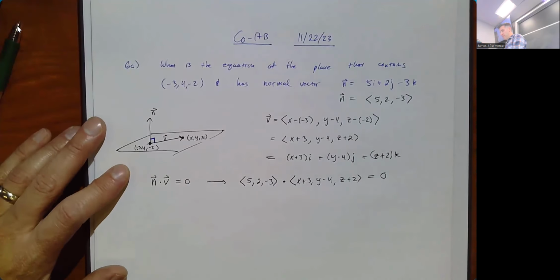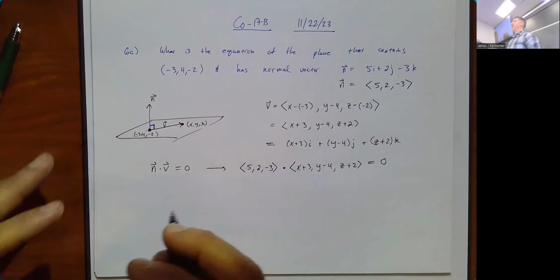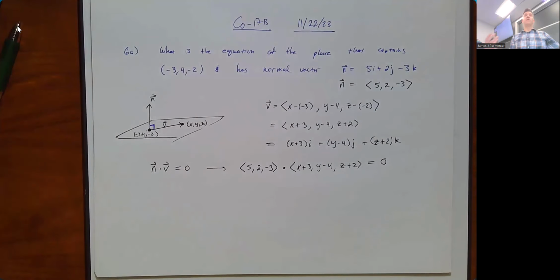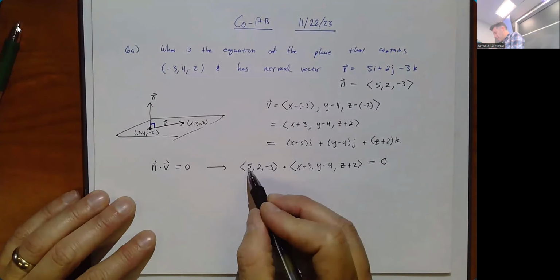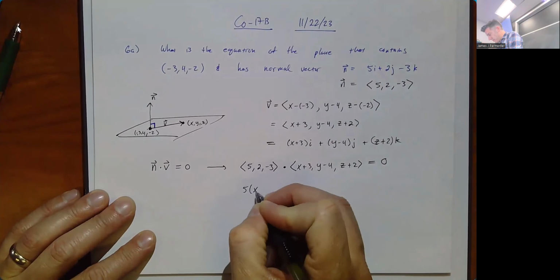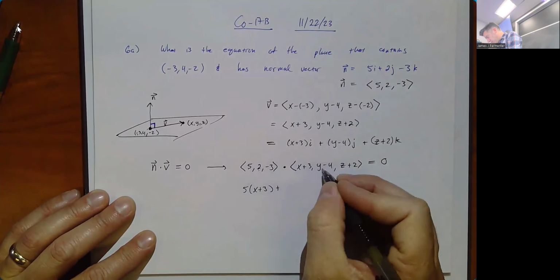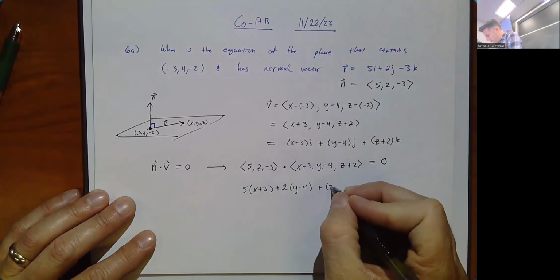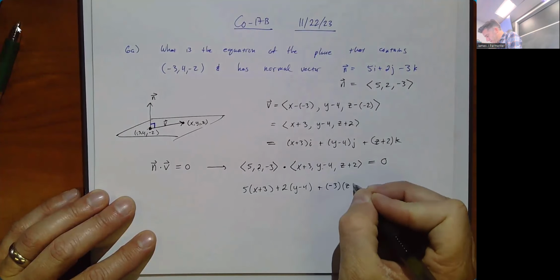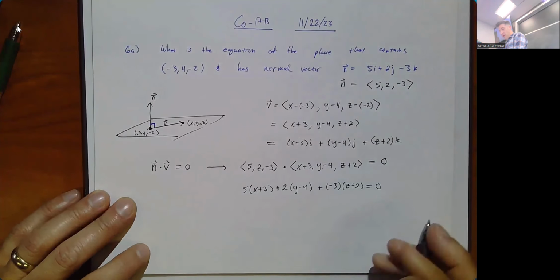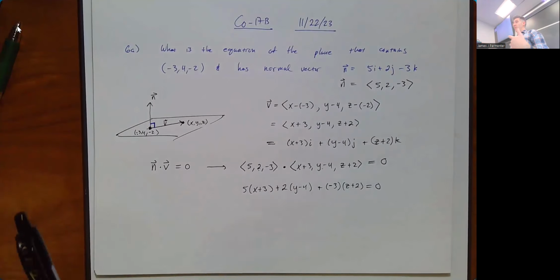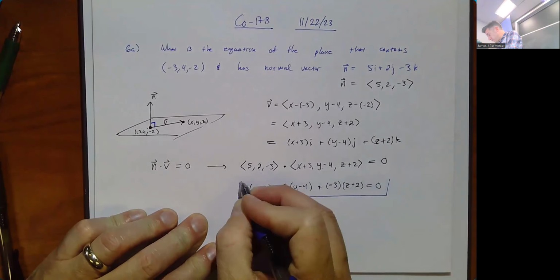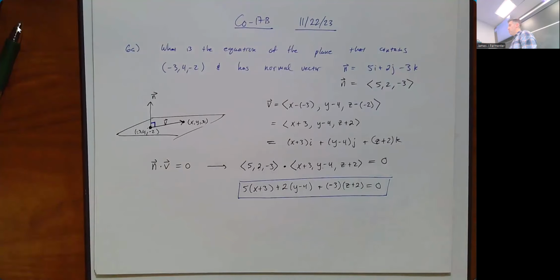And now we're going to multiply it out. Or I should say we're going to dot it out. We're going to take the dot product. So we're going to get 5 times x plus 3 plus 2 times y minus 4 plus -3, I should have written minus, oh well, times z plus 2 equal to 0. And technically, if it doesn't say that you need to write it in the standard way, this is a perfectly acceptable answer. And if you're short on time, you could leave your answer like this. If you wanted to simplify it, you certainly can.